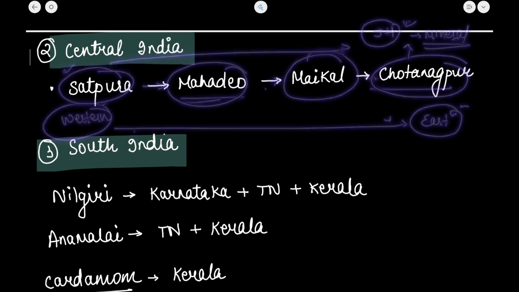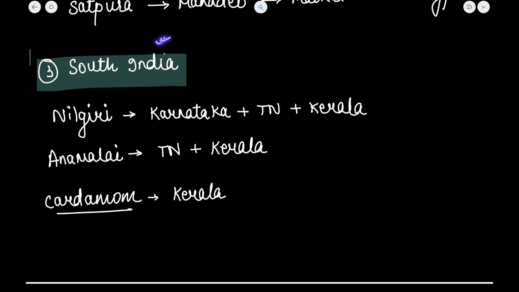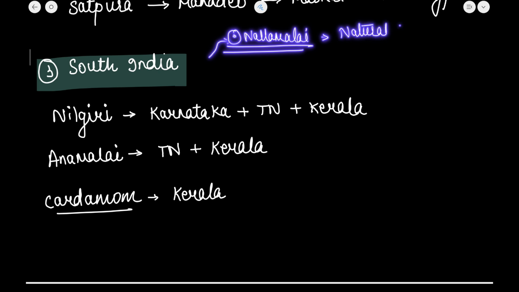Okay. Now if I talk about South India, so South India is really important. How it is important? So first of all, if I talk about a significant hill, that is Nalla Malai Hills. Okay, these hills form the natural boundary between Andhra Pradesh and Telangana.